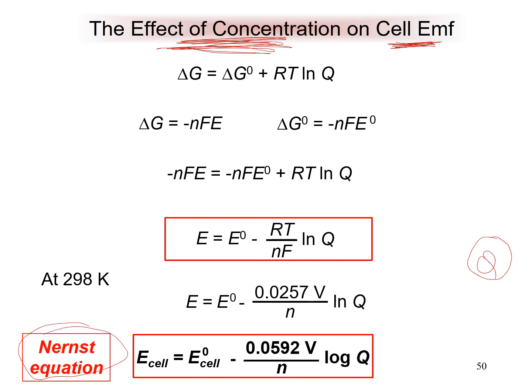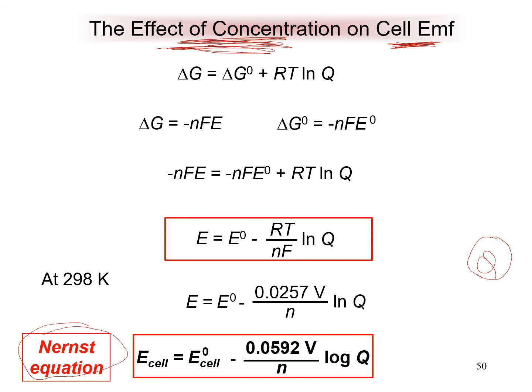How did we get to this equation? Let me very briefly explain to you. Of course, I don't expect you to know any of this, but this is just for your understanding. And finally, these two equations will be given to you in the exam. So we know that delta G equals delta G naught plus RT ln Q. We saw this in thermodynamics. We know delta G is minus nF E cell and delta G naught is minus nF E naught cell.